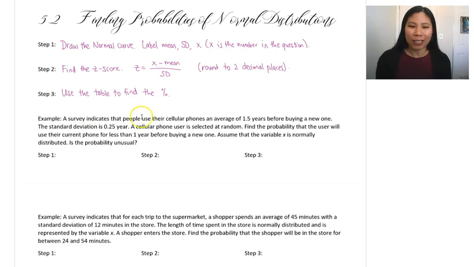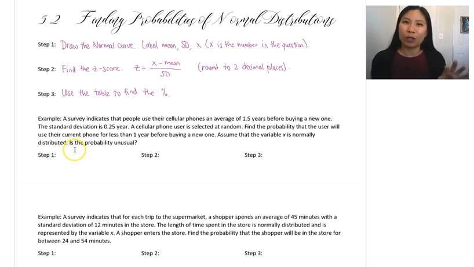So it says a survey indicates that people use their cell phones an average of 1.5 years before buying a new one. The standard deviation is 0.25 years. A cell phone user is selected at random. Find the probability that the user will use their current phone for less than 1 year before buying a new one. So that right there is our question, even though there's no question mark. But that's what we're trying to find. Assume that the variable x is normally distributed.